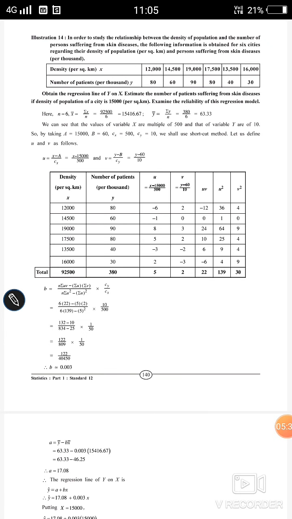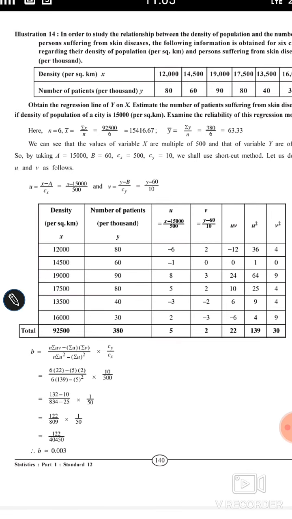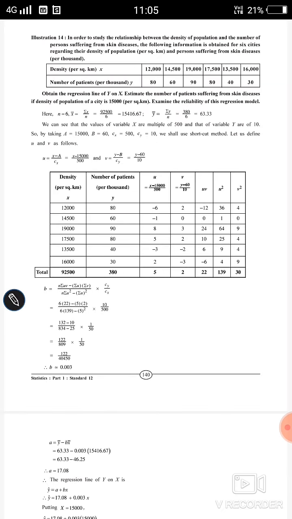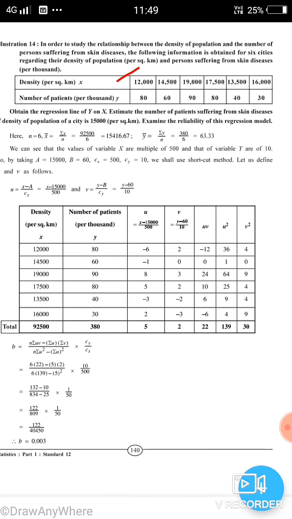Now illustration number 14. Let's read the illustration first of all. In order to study the relationship between the density of population and the number of persons suffering from skin diseases, the following information is obtained for 6 cities regarding their density of population. Right? Now see x values and y values are given. Now see here, large data are given, right? Because see, you can see in the x values 5 digit data are given.